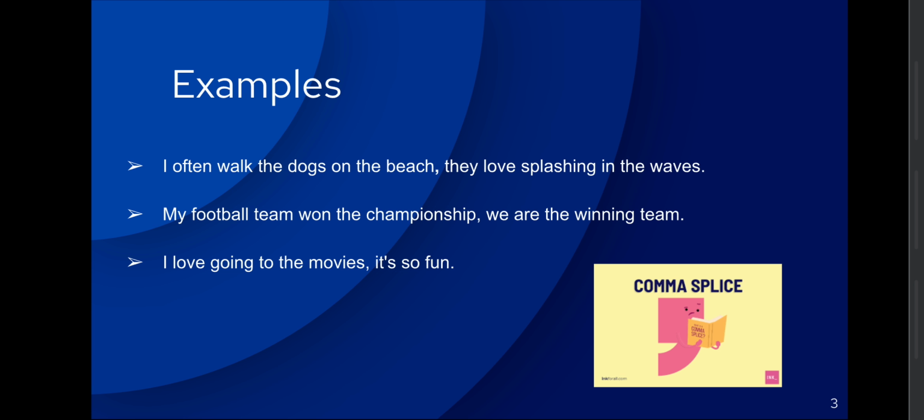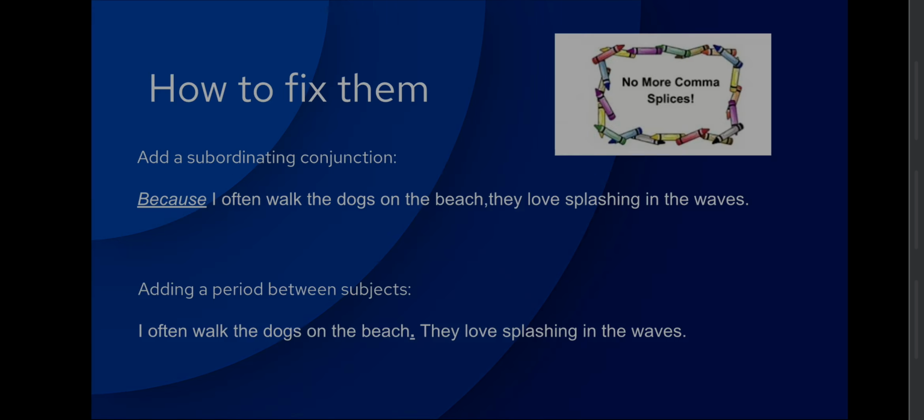I often walk the dogs on the beach, they love splashing in the waves. My football team won the championship, we are the winning team. I love going to the movies, it's so fun. In the first one, the two different points being made are walking the dogs on the beach and the action of splashing in the waves. The comma is placed to try and separate the two, but clearly makes the sentence confusing and harder to understand.